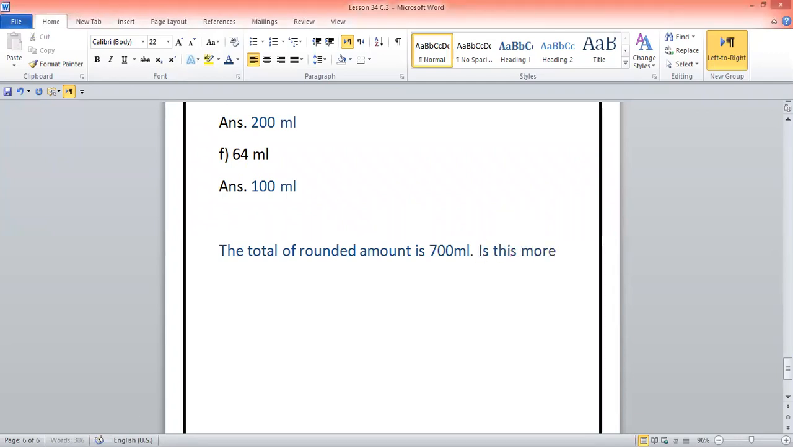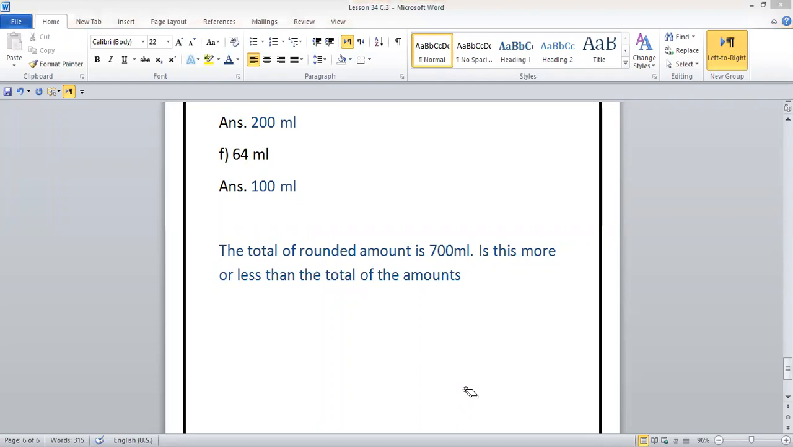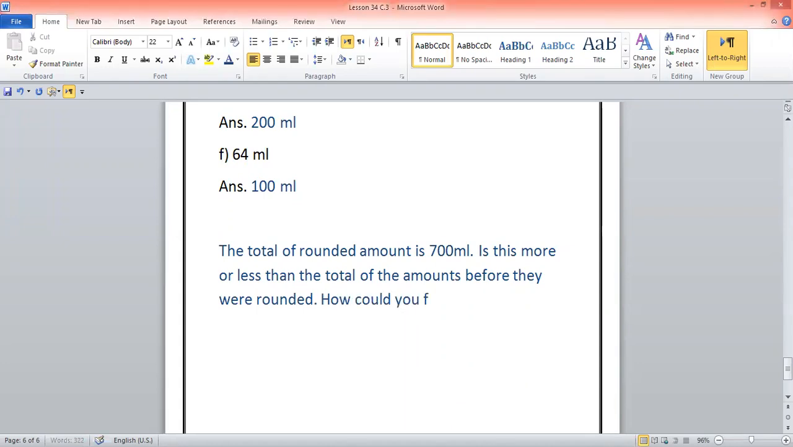Is this more or less than the total of the amounts before they were rounded? How could you find out? This is the question, guys.